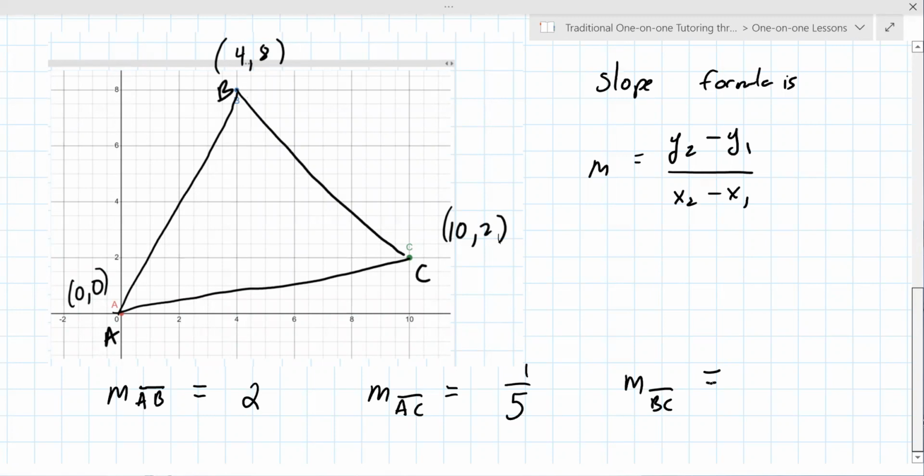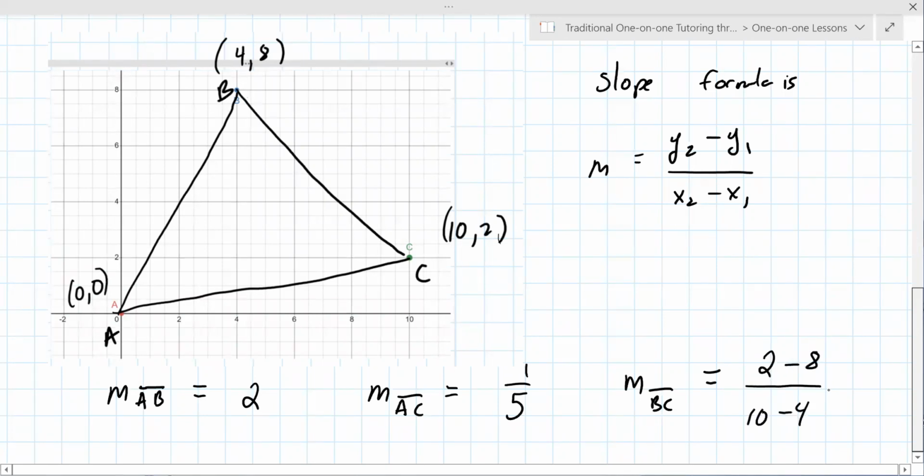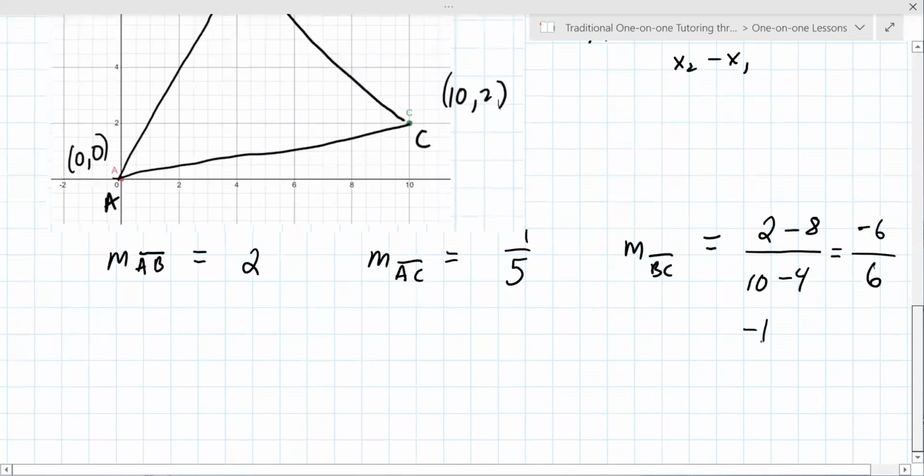It's not 1. It's close though. It's 2 minus 8 over 10 minus 4. Is that what you wrote? Yeah. Okay. So what is 2 minus 8? 2 minus 8 is negative 6. Okay. And 10 minus 4? 6. Okay, negative 1. It's negative 1. Yes. All right. Now, very good.